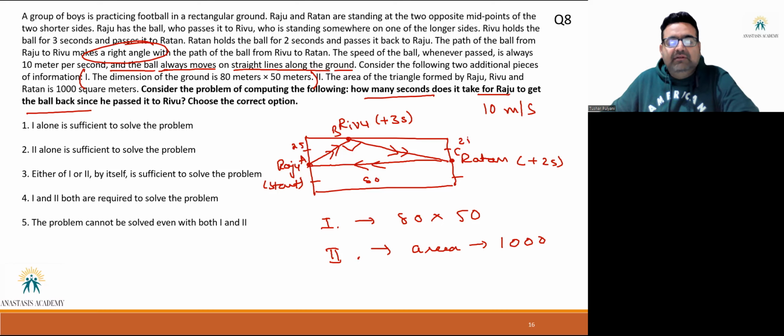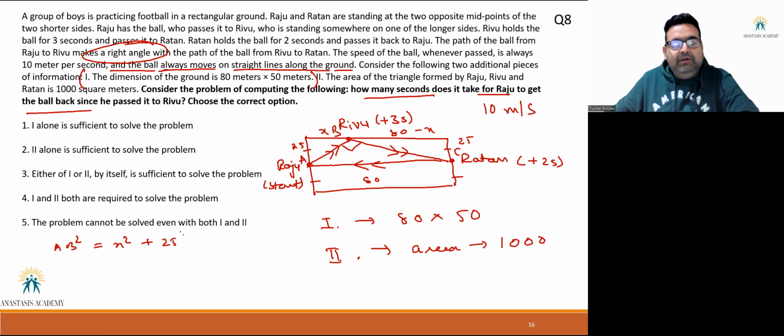I know this is 25. So if I take this as x, this will be 80 minus x. So I can apply Pythagoras on x and 25 to get AB in terms of x. See, why I'm not solving it, I can write it. So AB square will be x square. But in DS problem, we don't need to actually solve.